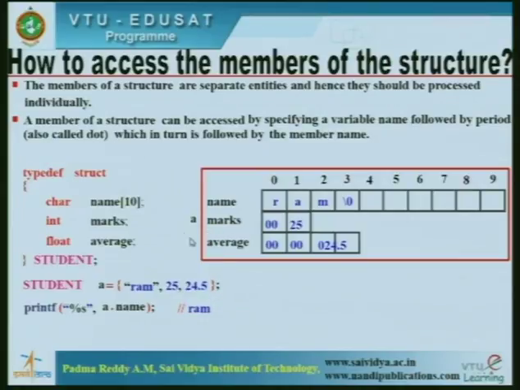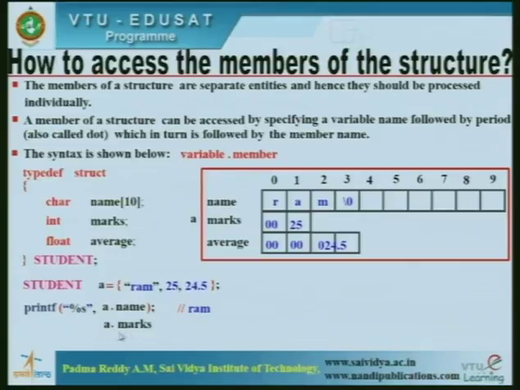Next, to access marks, what should I do? First I have to write A followed by dot, followed by marks. If you observe the general syntax, it is something like this. First we write the variable, then write dot followed by the member name. What is the variable here? A. It has to be followed by dot, then followed by marks.